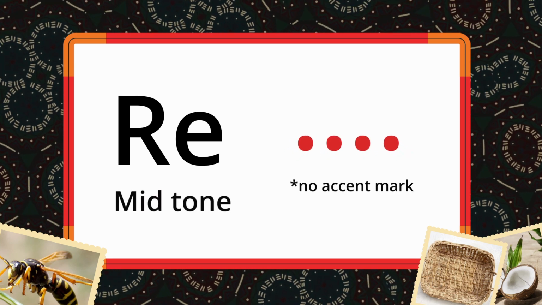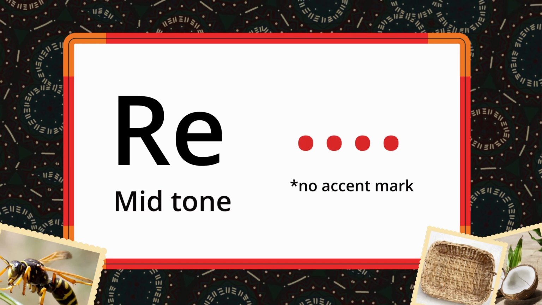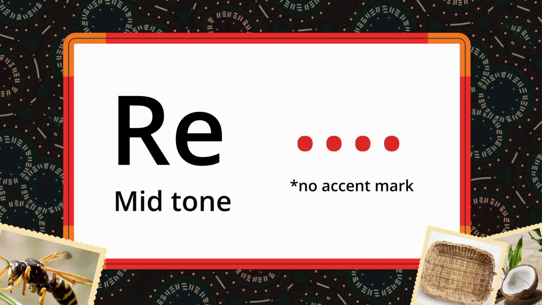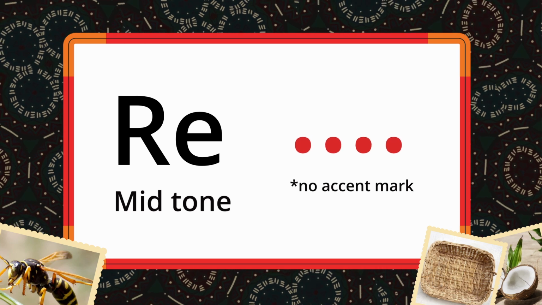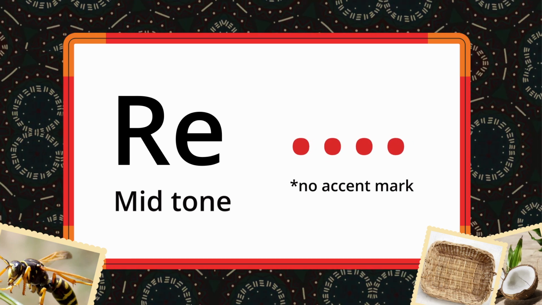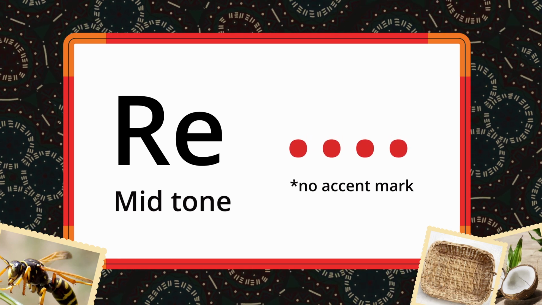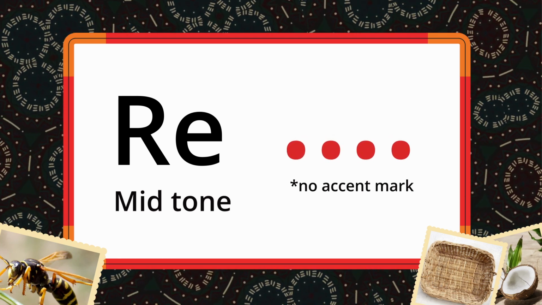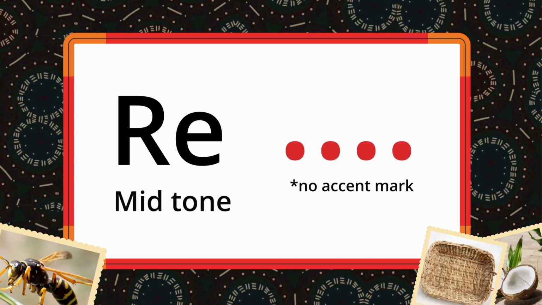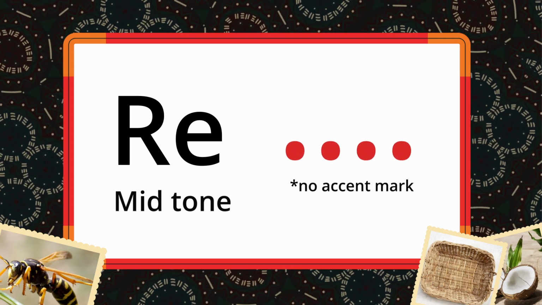Re is mid-tone. Re is the neutral tone, your normal voice. Re is representing your normal voice. A syllable with no accent mark is pronounced in this tone. A syllable without an accent is pronounced as Re.